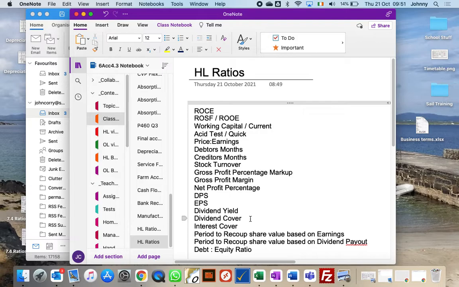Now, interest cover of 2 times compared to interest cover of 10 times. Which one is better? 10. Interest cover of 10. Why is that better? We're earning 10 times what we need to pay out in interest every year. Does that sound better?